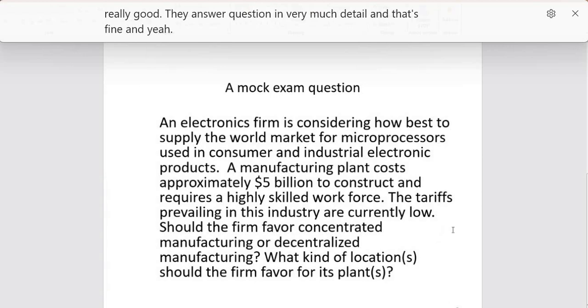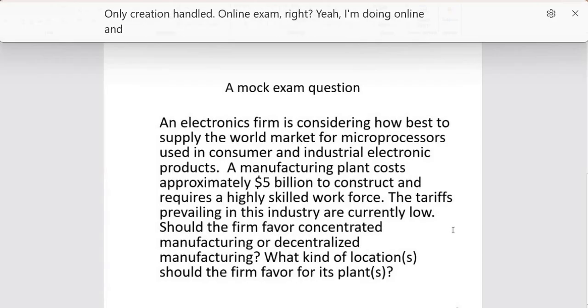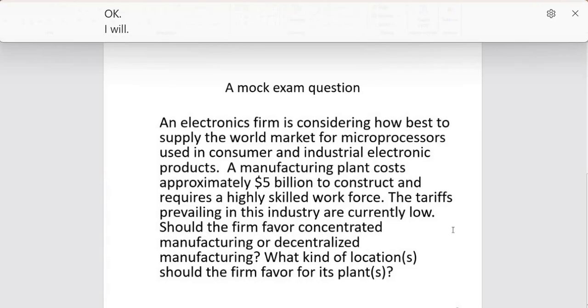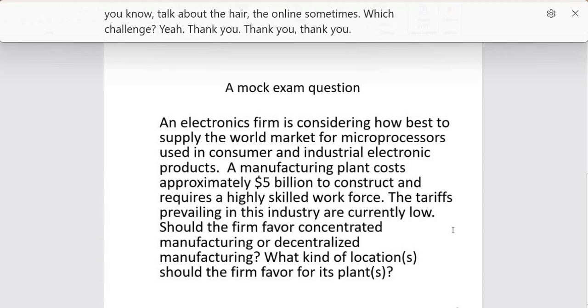And I think only Krishna handles the online exam, right? Yeah, I am doing online. And Charlie and Don, you don't handle the online one, right? No. Okay. Krishna, I will forward you an email about how to prepare the online student exam. It's specifically related to you, so I won't talk about it here. Online is sometimes a bit challenging.